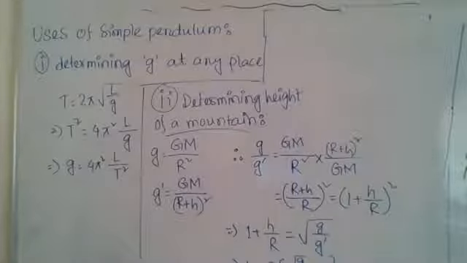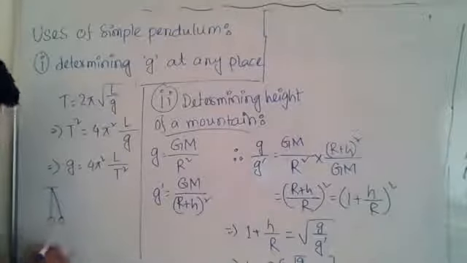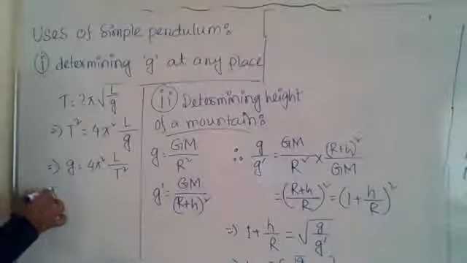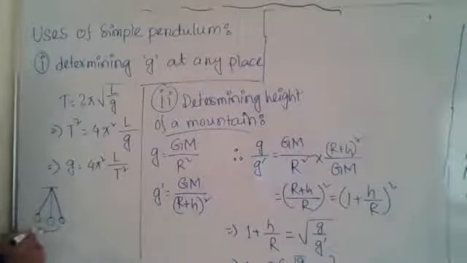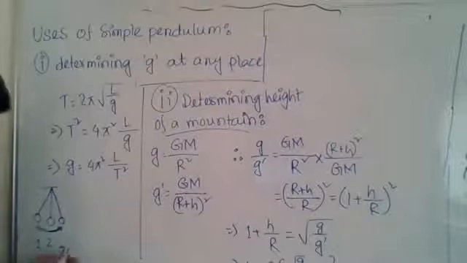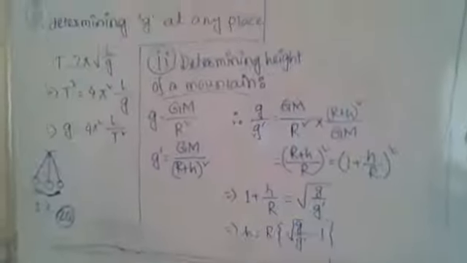How will I determine the time period? Let us say I have given it a little bit of displacement. This is our simple pendulum, and I have given it an angular displacement less than 4 degrees, if you remember. So what will happen? It will oscillate. It will go here and come back, and one oscillation will be completed. Again, it will go and come back, and another oscillation will be completed. Let us say I counted 20 oscillations.